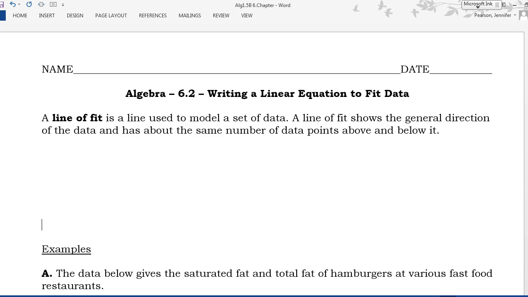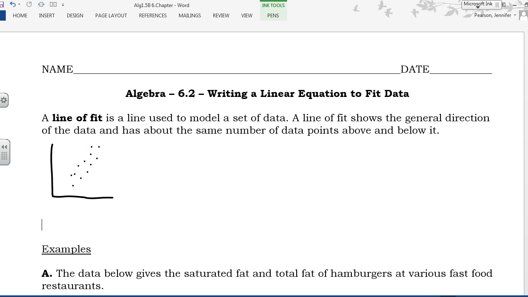This is Algebra Lesson 6.2, Writing a Linear Equation to Fit Data. A line of fit is a tool used to model a set of data. A line of fit shows the general direction of the data and has about the same number of data points above and below it.